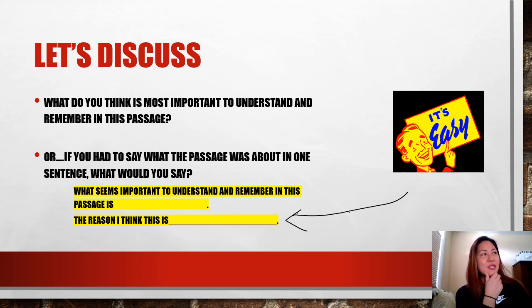Okay? So I think in this passage about army ants that we just read, what's important to understand and remember is that army ants work together to get really big jobs done. The reason I think this is, if they need to cross a river, they make either an ant bridge or they make an ant ball to get across.